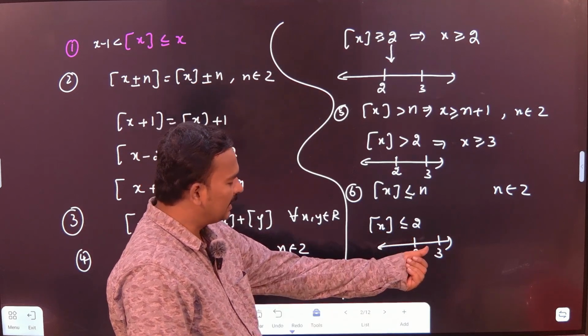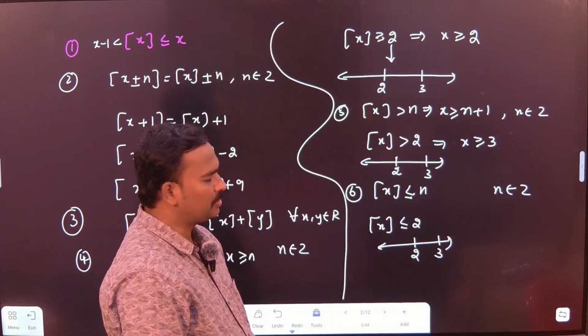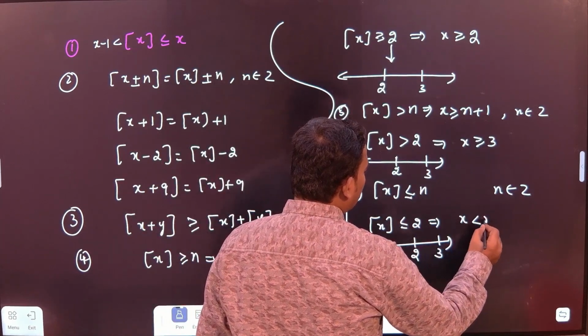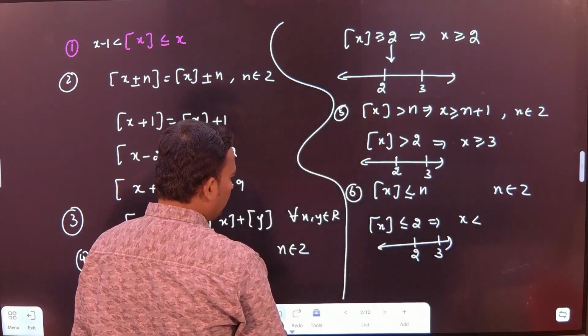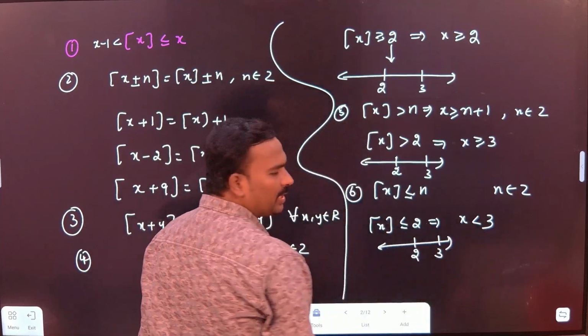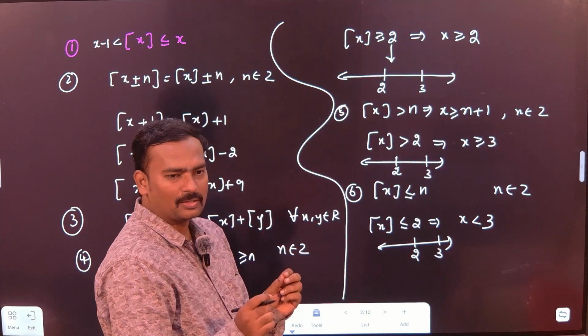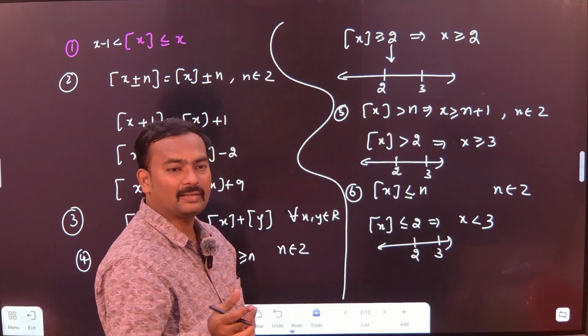So you can take strictly less than 3. Understood? Then you can see x should be less than 3. You cannot take 3, strictly less than 3, because you can take values in between 2 and 3 also. Because for 2.9999, what is the greatest integer?